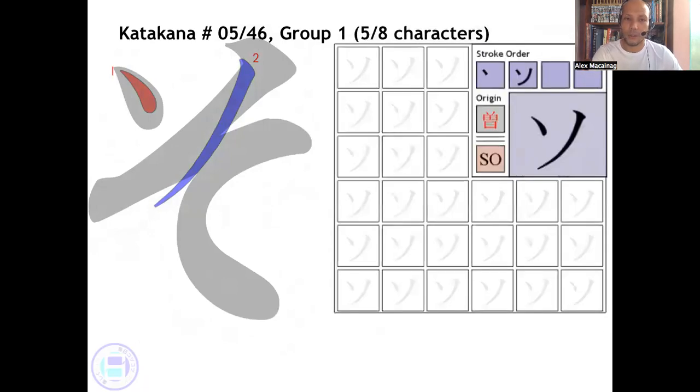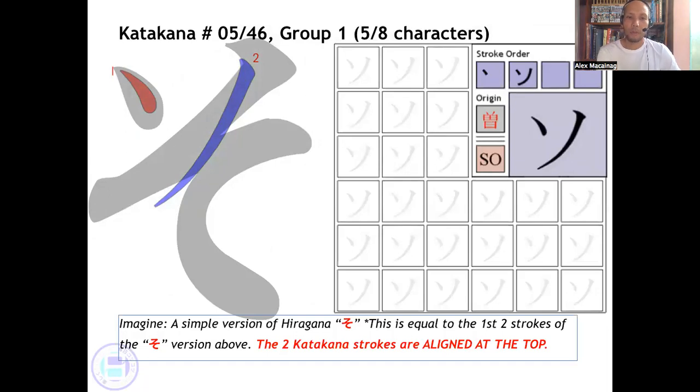Okay, character number 5. Please use your imagination. Sozo shite kudasai. What do you see? Sou desu ne. This is the upper part of hiragana so. So this is katakana so. This is a simple version of hiragana so. This is equal to the first 2 strokes of the hiragana so version above.